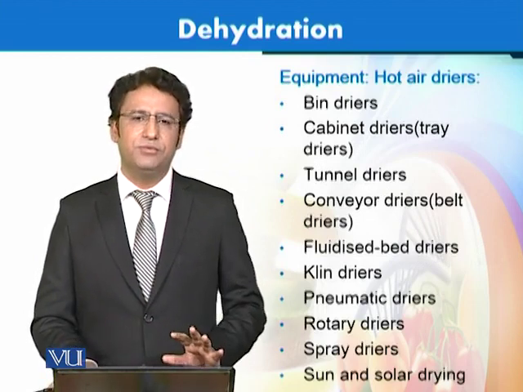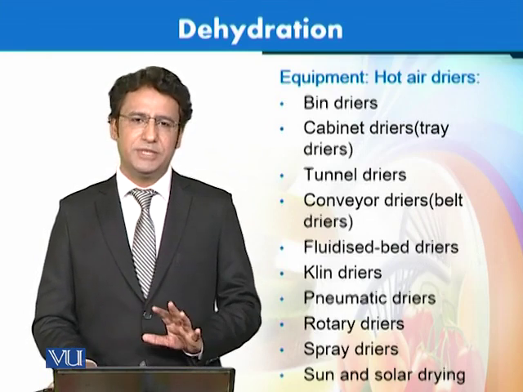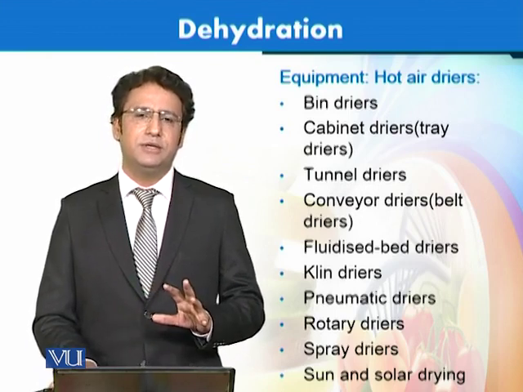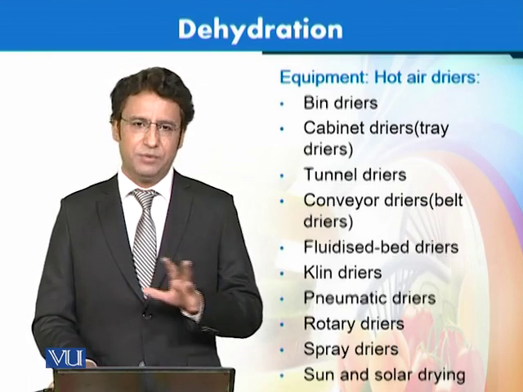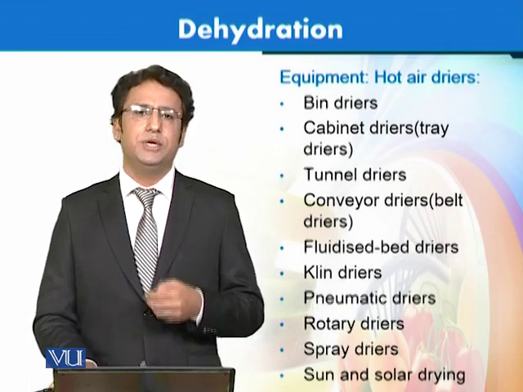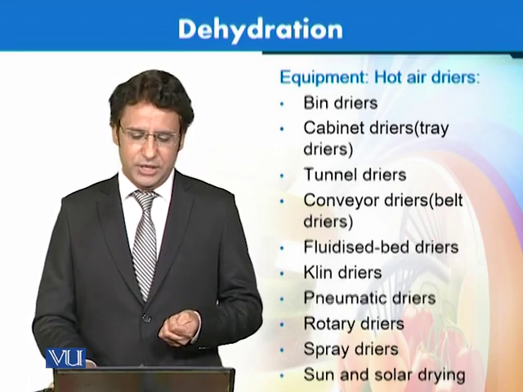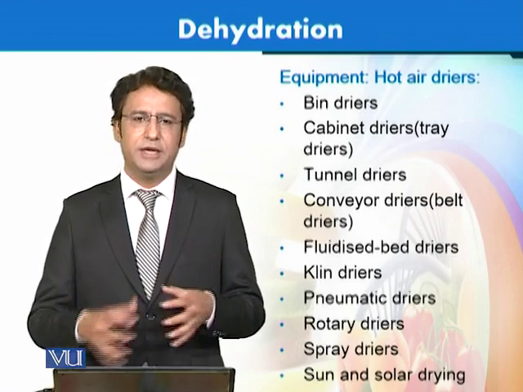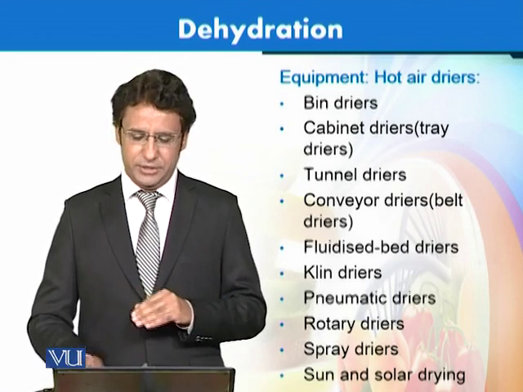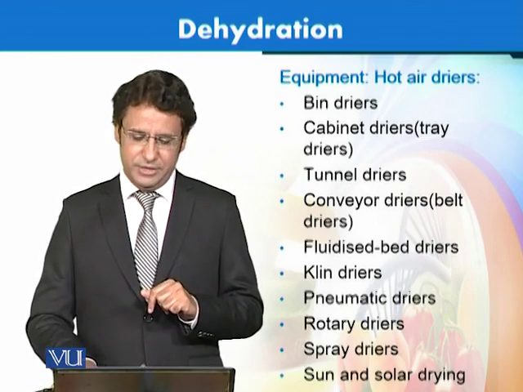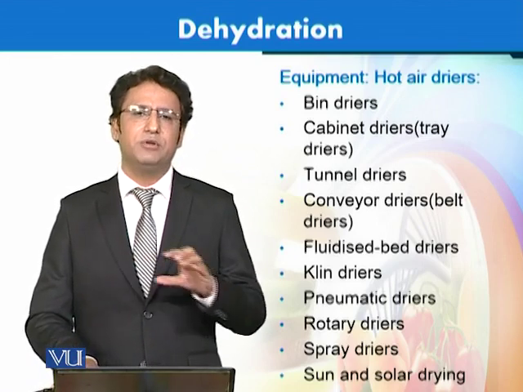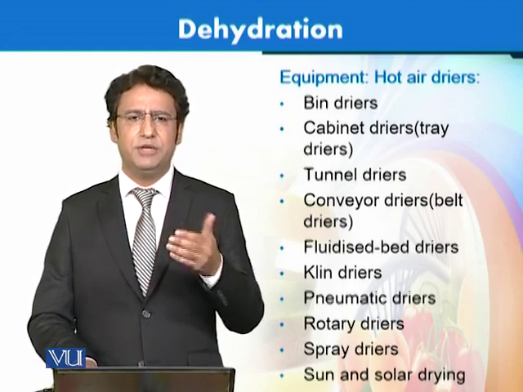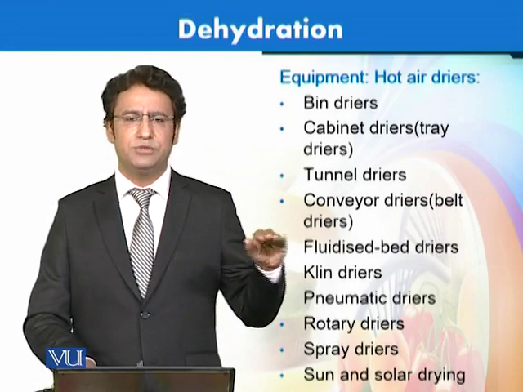There are a variety of different equipments that can be used industrially. They all have different capacities and different principles involved to dehydrate food. They are bin dryers, which resemble bins. Then there are cabinet dryers, which are more like tray dryers. Another example is tunnel dryers, where we have tunnels of heating medium through which the food is passed on conveyor belts.